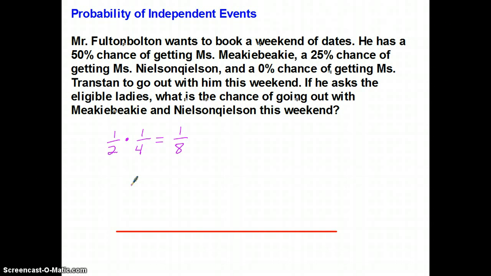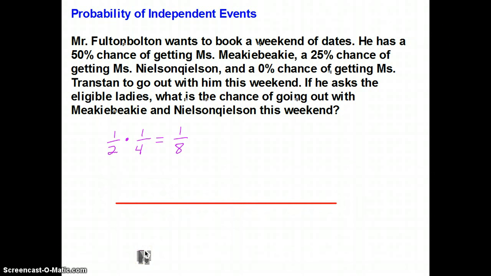If we multiply 1/2 times 1/4, we end up with Mr. Fulton Bolton having a 1/8 chance of getting both dates for the weekend. Now I'd like to look at this visually as well. This red bar here represents 100% chance.